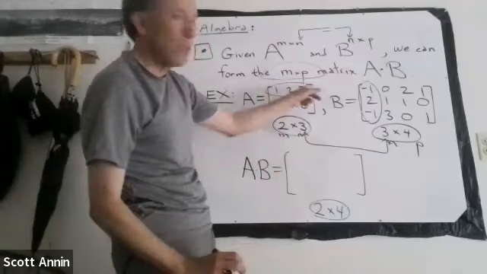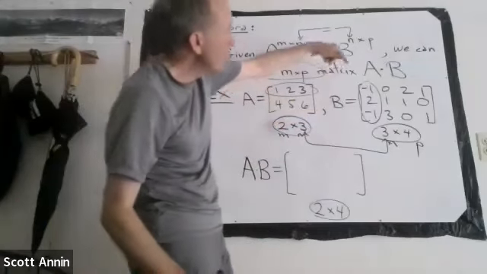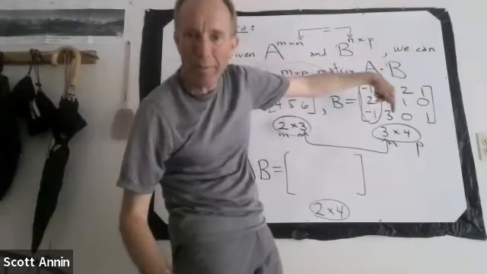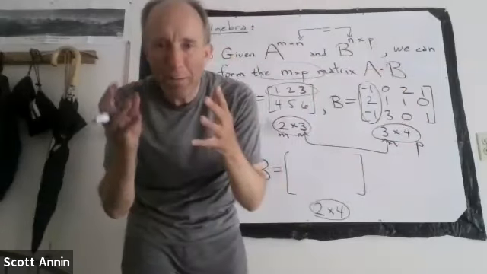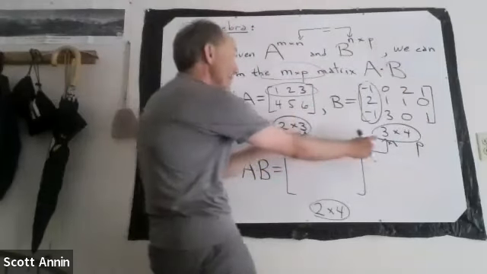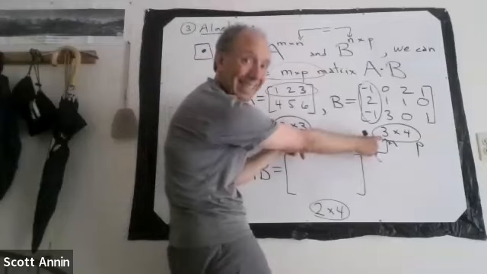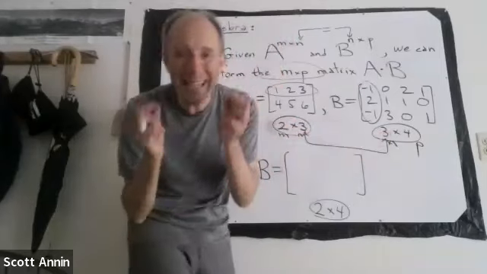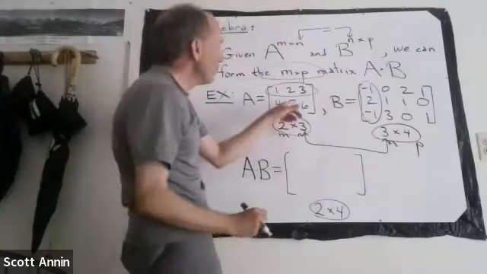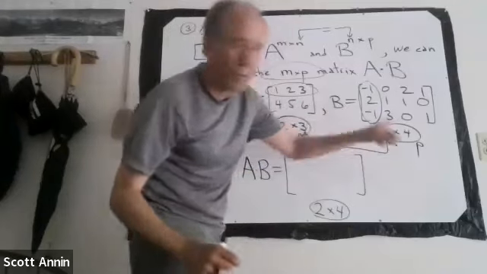There are 3 numbers in the first row of A, and there are 3 numbers in the first column of B. Why do those match up correctly? That's because of the 3 and the 3 here and here. This is the reason we need the number of columns of A to agree with the number of rows of B.